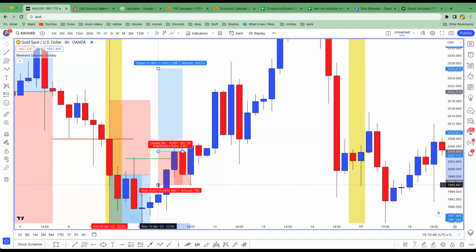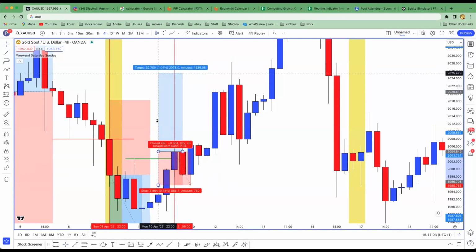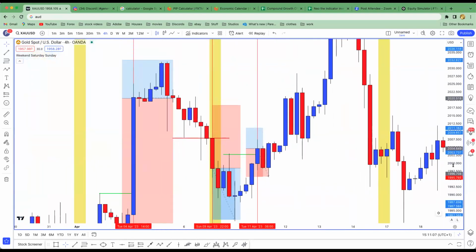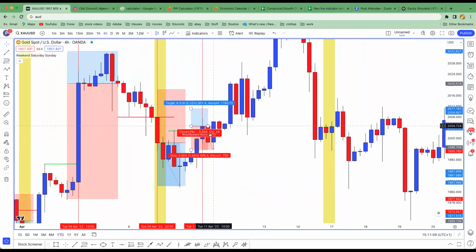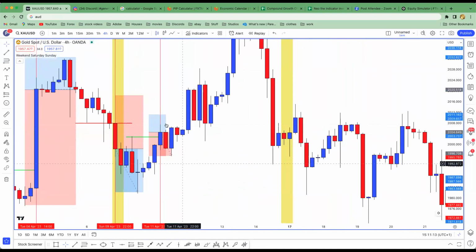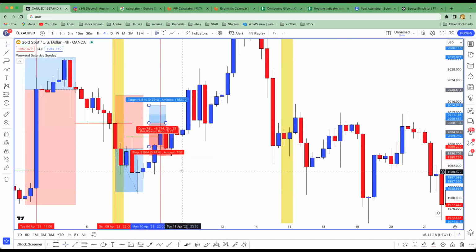So let's just go back to check. So yeah, it would have definitely hit stop loss right there. 88 pips. Yeah, it would have hit stop loss. Can't cheat, people. That was a nice trade though. Boom, boom, boom. Yeah, this one broke structure as well. This seems like it was a terrible week.